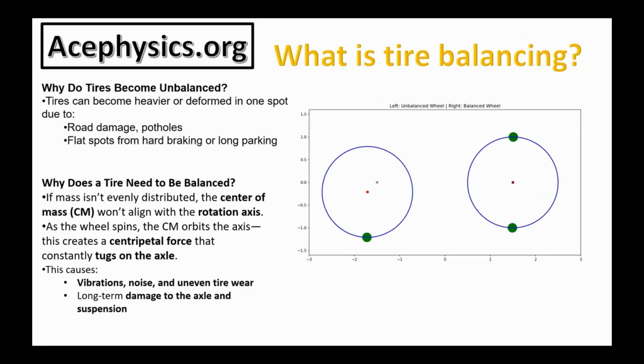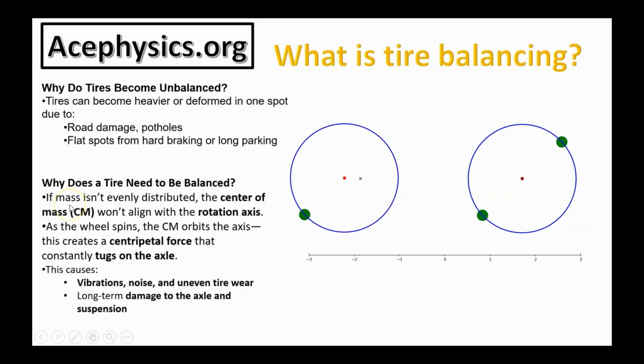A tire is unbalanced when the mass is not evenly distributed about its center. This is an example of an unbalanced tire. There's more mass on this side than there is on the symmetric side. You'd have to add mass on this side to balance the tire and make it so the mass is symmetrically distributed about the center. Tires become unbalanced from road damage, potholes, flat spots on the tire from hard braking or skidding. This is why your tire becomes unbalanced over time.